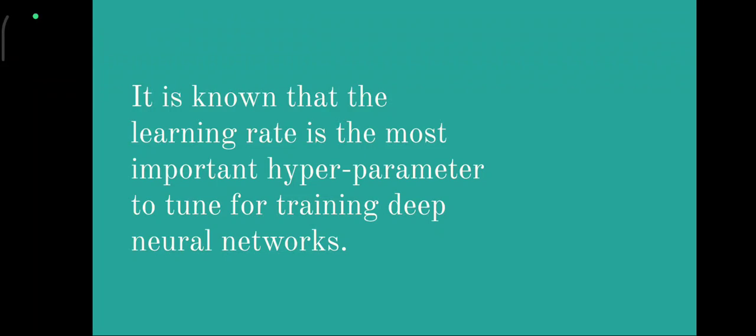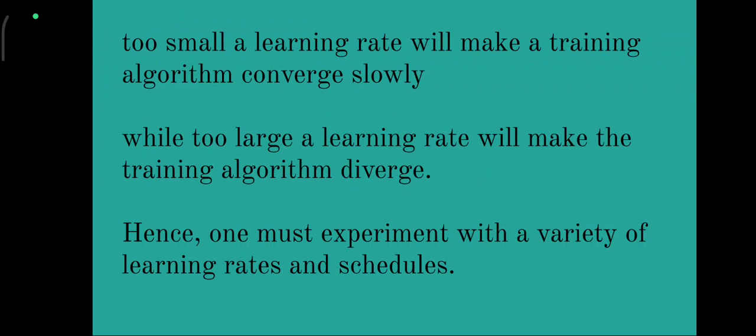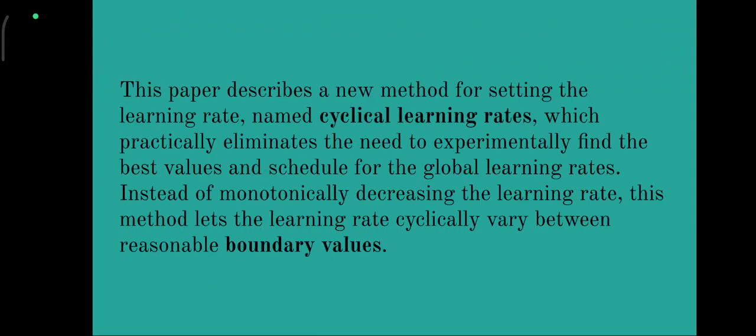It is known that the learning rate is the most important hyperparameter to tune for training deep neural networks. Too small a learning rate will make a training algorithm converge slowly, while too large a learning rate will make the training algorithm diverge. Hence, one must experiment with a variety of learning rates and schedules. This paper describes a new method for setting the learning rate, named Cyclical Learning Rates, CLR, which practically eliminates the need to experimentally find the best values and schedule for the global learning rates.